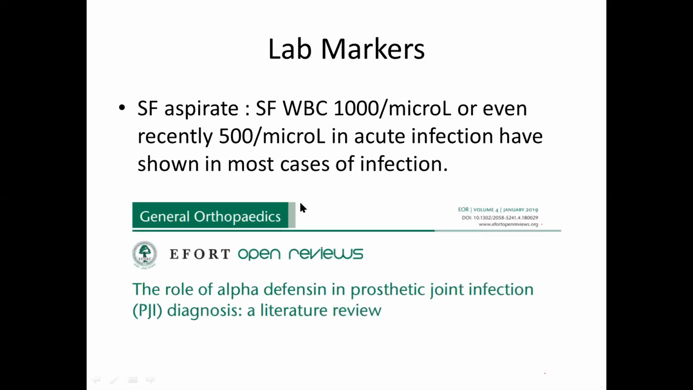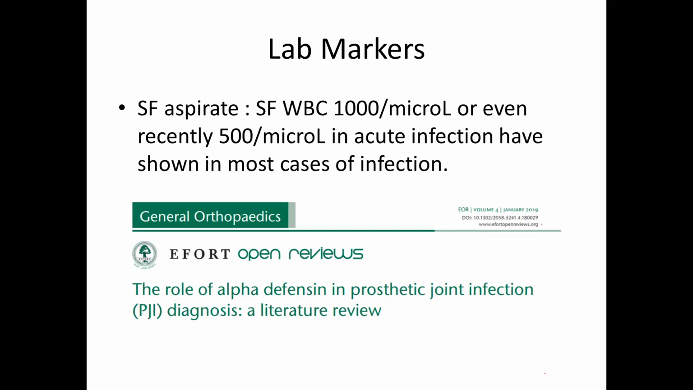Another thing is the alpha-defensin immunoassay, which is called the Synovasure. It is a natural product produced by the neutrophils as an antimicrobial peptide. Recently, they found it to be pathognomonic for joint infection, while actually it is not, according to this literature in front of you from January 2019. They suggested that it is not specific for infection.